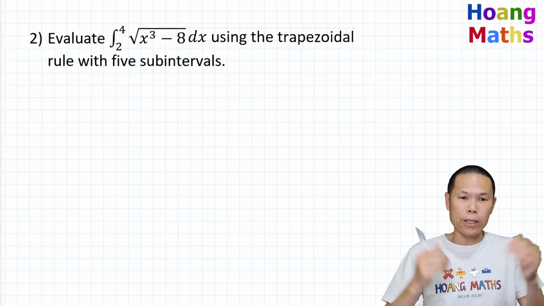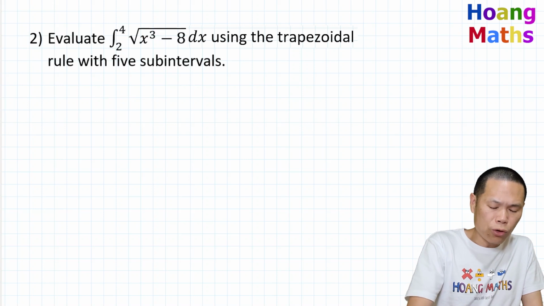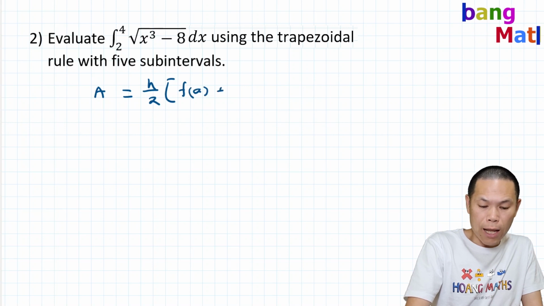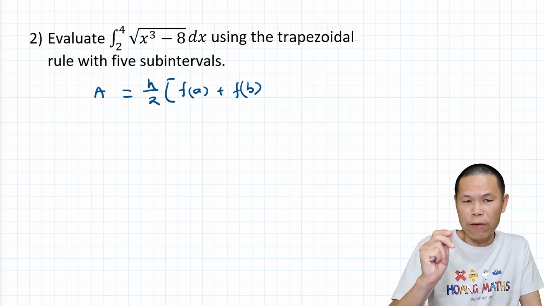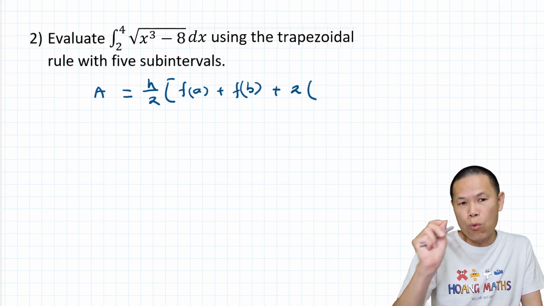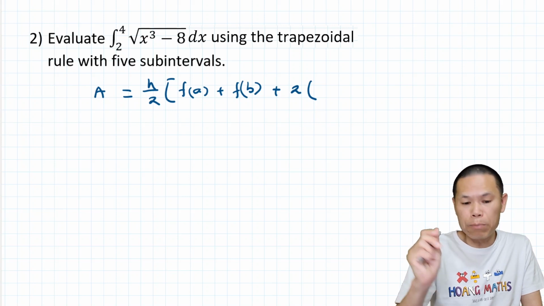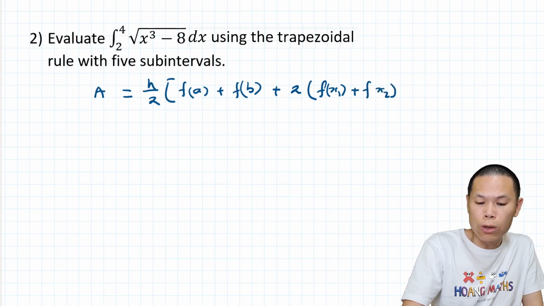So let's get into it. First of all, we need to know the rule first. The trapezoidal rule is equal to h over 2, f of a plus f of b, the first y value plus the last y value. Then we add 2 lots of all the y values between a and b, which is like f of x1, we add f of x2 and so on. Keep that in mind.